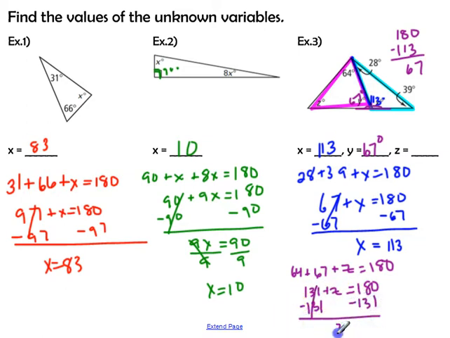So we're left with z equal to 49. And now we found our last answer. So that's how we're going to use the triangle angle sum theorem to find the measures of unknown angles and unknown variables.